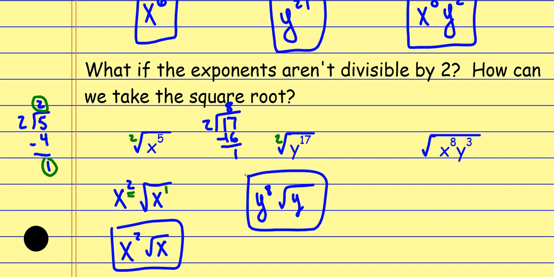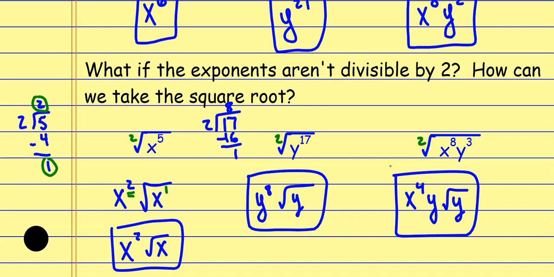Okay, if I look at the next one, x to the 8th, well, I can divide that one by 2. Ready? 8 divided by 2 is a 4, so it's x to the 4th. But then the 3, 2 goes into 3 once, so a y to the first, but with a remainder of 1, so there's 1 left over. So it's a y to the first underneath. So we just want to think about that division the first way we ever learned division. How many times does that go in there? And then how many are left over?